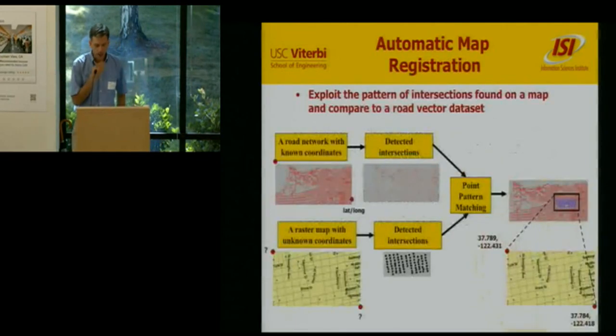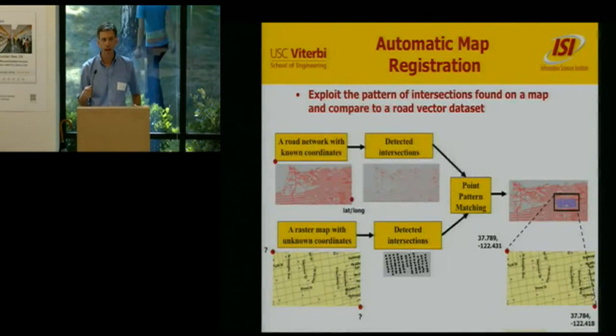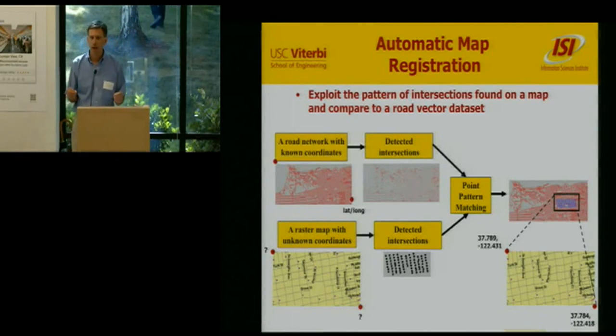Okay, so the basic approach is shown here in this picture. The key idea is to exploit the layout of the intersections found on a map and compare it to the intersections on an image or in a vector data set. The intuition is simply that if you have a large enough area, the layout of the road intersections is going to be unique. Okay, and you're trying to find the similar layout on the image or on a vector data set, so that you can do the mapping between the map that you have and this other data set.